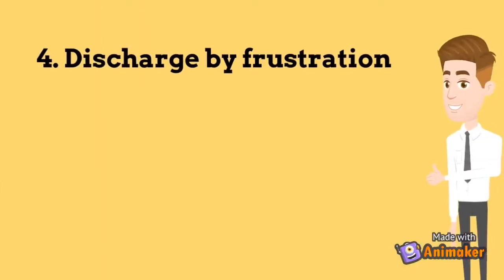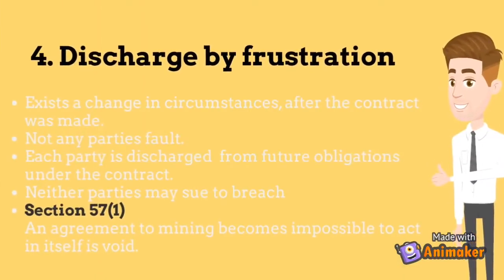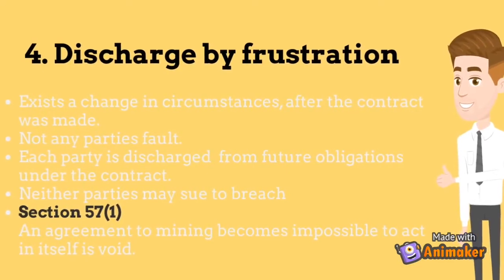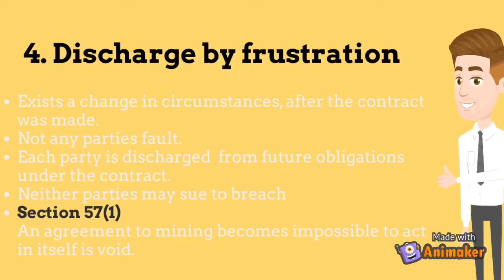Lastly, discharge by frustration. It takes place when there exists a change in circumstances after the contract was made which is not the fault of either of the parties. When a contract is found frustrated, each party is discharged from future obligations under the contract and neither of the parties may sue for breach. In Section 57(1), an agreement to do an impossible act in itself is void.